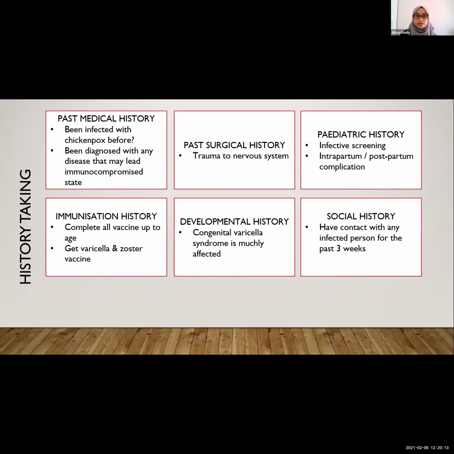For past medical history, we have to ask whether the patient has been infected with chickenpox before, because it will support the diagnosis. Next. Forward.